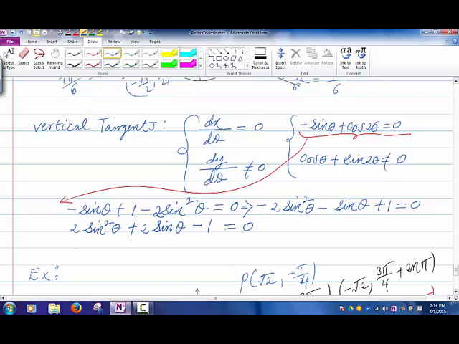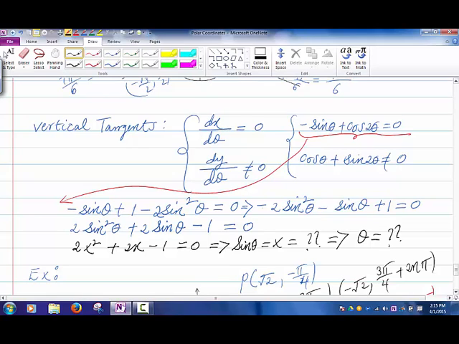Now think of this equation, think of sine theta as x. Then essentially what you have here is 2x squared plus x minus 1 equals 0. You have a quadratic equation. You can solve for x, either factor it or use the quadratic formula, right? So from there you can find x is equal to something, right? And that's going to be the value of sine theta. And from there you have to come up with what theta is. Okay, I'm not going to say any more than that.